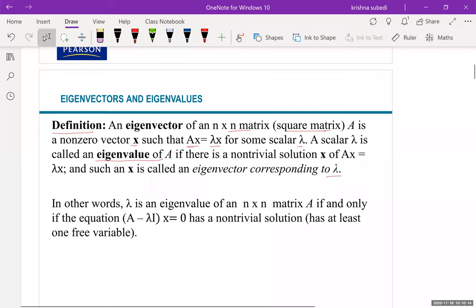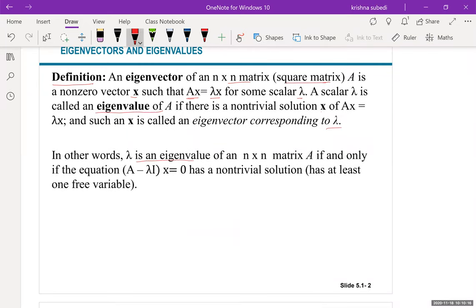In other words, lambda is an eigenvalue of an n by n matrix A if and only if the equation (A minus lambda I)x equals zero has a non-trivial solution. That means it has at least one free variable.